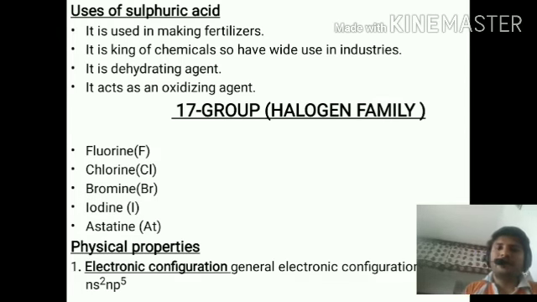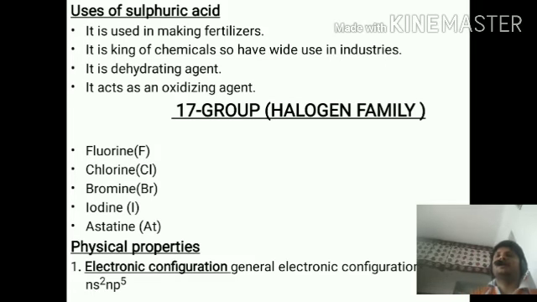Now group 17. Group 16 is finished. Two compounds of group 16, ozone and sulfuric acid, we have done. Now we will study group 17. First of all you should know the group 17 elements: fluorine F, chlorine Cl, bromine Br, iodine I and astatine At. These are the elements of group 17, called the halogen family. The electronic configuration and atomic number you know very well. The atomic number of fluorine is 9.